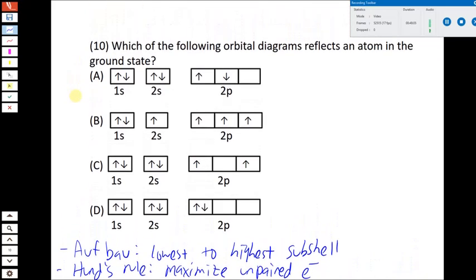But then evaluating these answer choices, let's see which of these do follow those rules. So in this configuration here, we fill the 1s and the 2s before the 2p, so with the Aufbau principle, we're fine. But then if we look at this arrangement here, we have 1 spin up and 1 spin down. Remember, our goal is to maximize unpaired electrons, so if we put the first electron spin up, the second one should also be spin up. So this one is going to violate Hund's rule, so that's not going to be our ground state configuration.